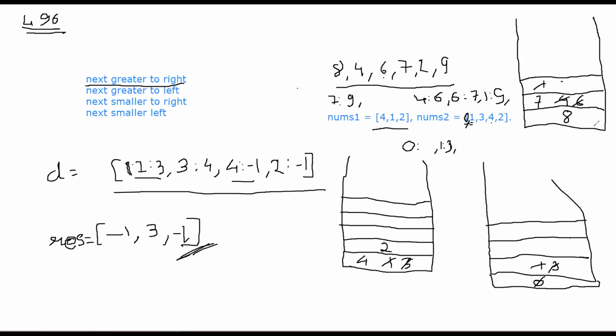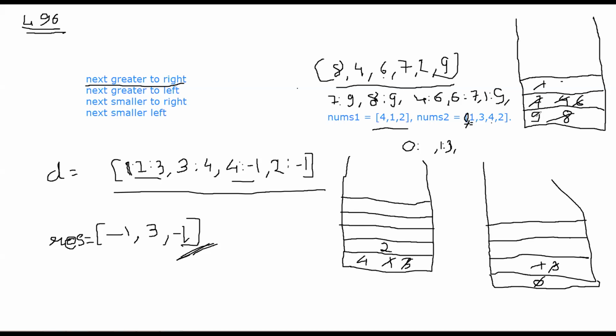And now the top is 8. 8 is also less than 9. So I'll also pop 8 out. And for 8, I'll write 9. Now I'll push 9 into the stack again. Now my list is completed.